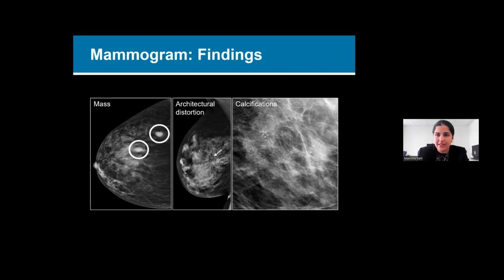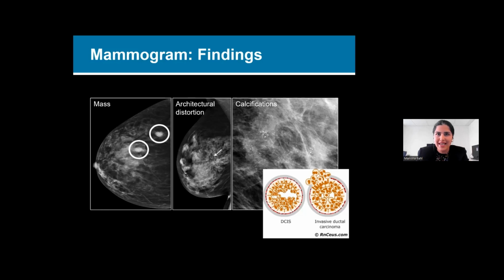Calcifications appear as white dots on the mammogram. The reason that we investigate calcification so thoroughly is to rule out the possibility of ductal carcinoma in situ, or DCIS, which is also known as stage 0 breast cancer. DCIS, or ductal carcinoma in situ, often presents with calcifications on mammography. With DCIS, cancerous cells are present, but those cancerous cells are confined to the milk duct. If the cancerous cells break through the milk duct into the surrounding breast tissue, then the patient is considered to have invasive breast cancer.